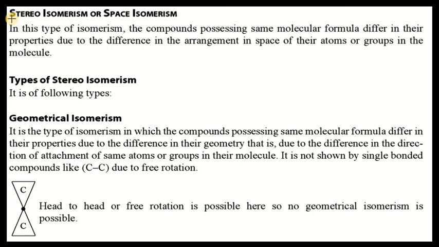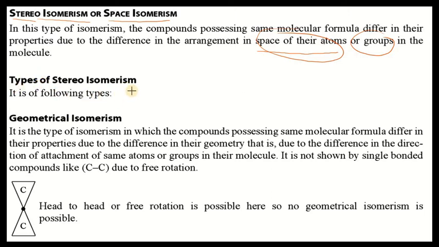Stereoisomerism or space isomerism. The next important type of isomerism is called stereoisomerism or space isomerism. In this type of isomerism, the compounds possessing the same molecular formula differ in their properties due to difference in arrangement in space of their atoms or groups in the molecule. This is called stereoisomerism. So here also the molecular formula is the same, but the difference is the arrangement in space of the atoms. This is the most important point to be noticed: atoms or groups, their spatial arrangement is different.